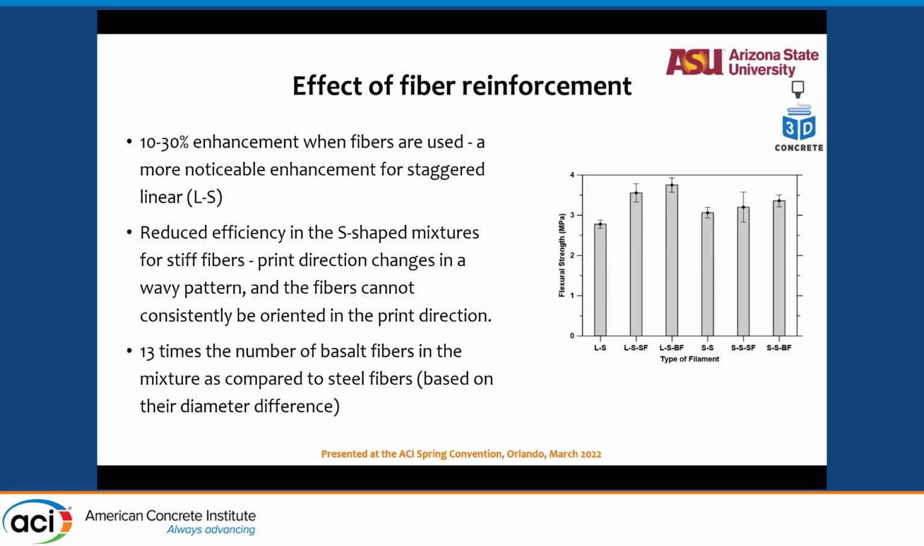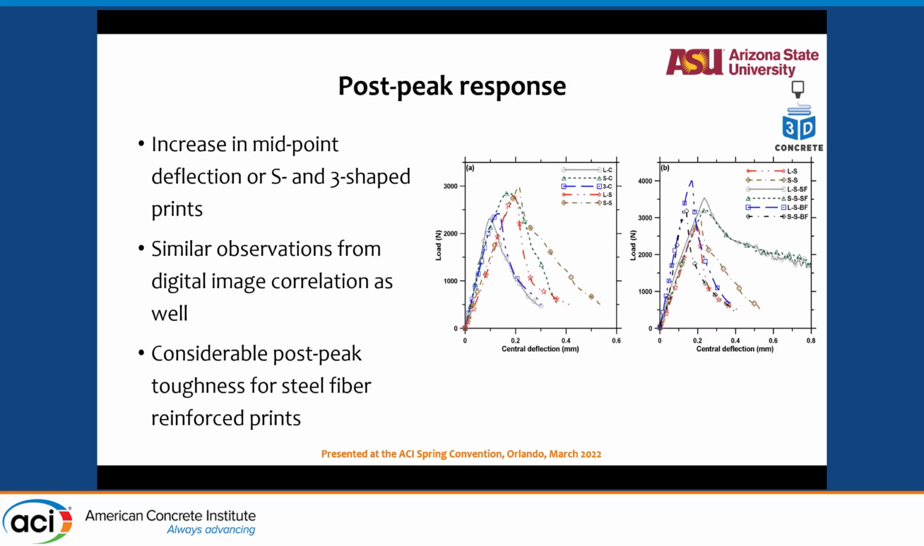Basalt fibers, because they are much smaller, for the same volume fraction of fibers, you have about 13 times the number of basalt fibers in the mix. So they are spaced much more closely. They influence crack propagation much more effectively in that sense, but steel fibers provide a lot of ductility to the mix, which I'll just show you now. Both midpoint deflections are increased for both the cases.